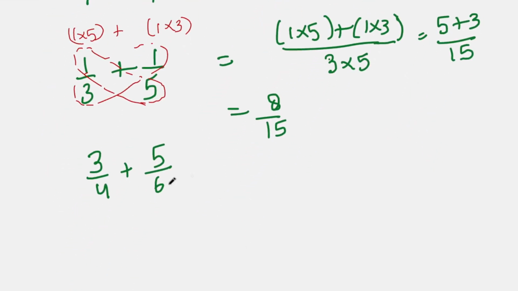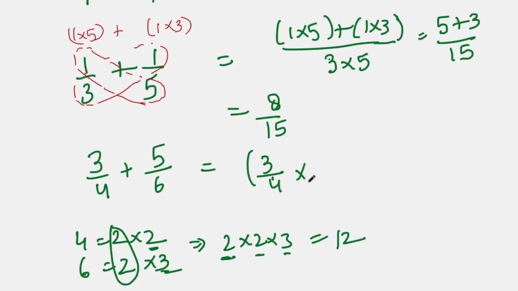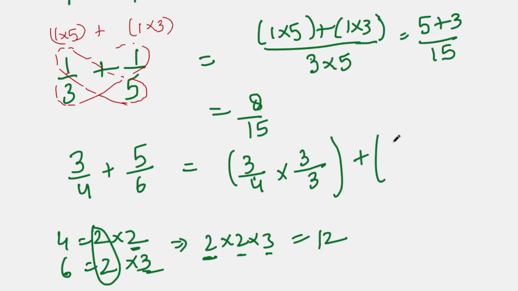Next we have 3 by 5 plus 3 by 4 plus 5 by 6. So we can write 4 as 2 times 2, and 6 can be written as 2 times 3. So we have common factor 2. So the denominator should become 2 times 2 times 3. This pair is counted as single and this is 2, this is 3. All are multiplied, we get 12. So 3 times 3 by 4. Now 4 multiplied by 3 gives us 12. So we will multiply and divide by 3. Next we have 5 by 6. 6 times 2 is 12.